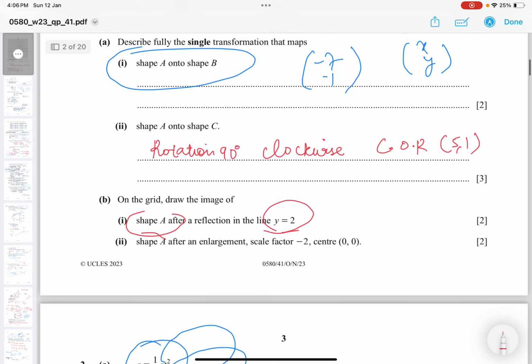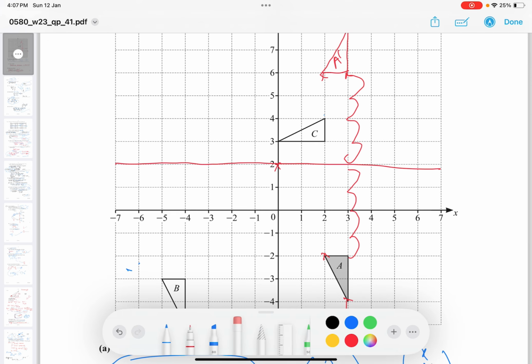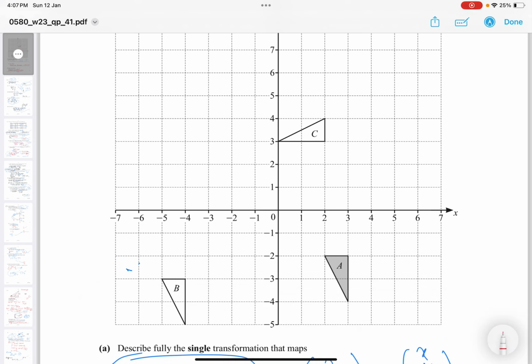It was easy. Shape A after enlargement of scale factor negative 2 of center 0, 0. Alright, so let us solve this one as well. Now we are enlarging the shape from center 0, 0. So if we have to write the coordinates of all points, first of all, this point is 2, negative 2. This point is 3, negative 2. And this point is 3, negative 4. You have to multiply all of them by negative 2 and get the final answers.